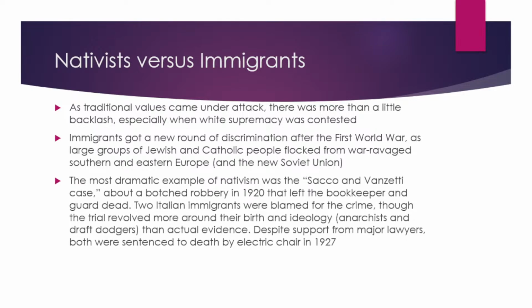So we had the, I think it's Sacco, is the Italian pronunciation, Sacco and Vanzetti case. Basically, there was a botched robbery. The bookkeeper and guard were dead. These two Italian immigrants were blamed, but in the court trial, rather than try to bring up evidence about them being there or them being the ones that did it, they talked more about where they were from and their ideology, as they were anarchists and draft dodgers, to rile up the jury against them.